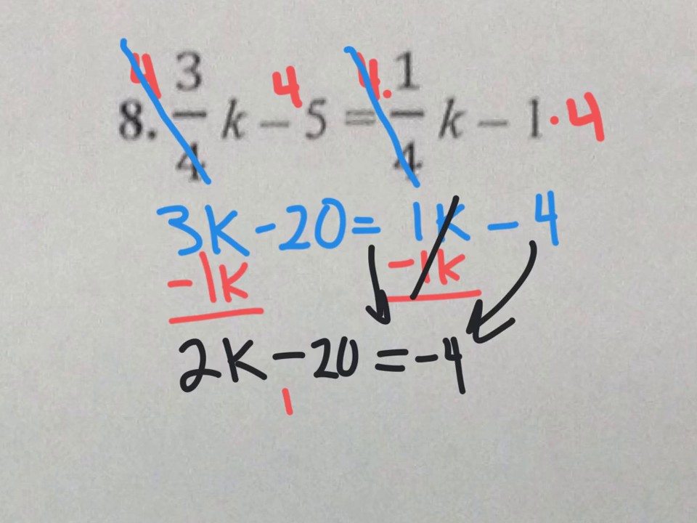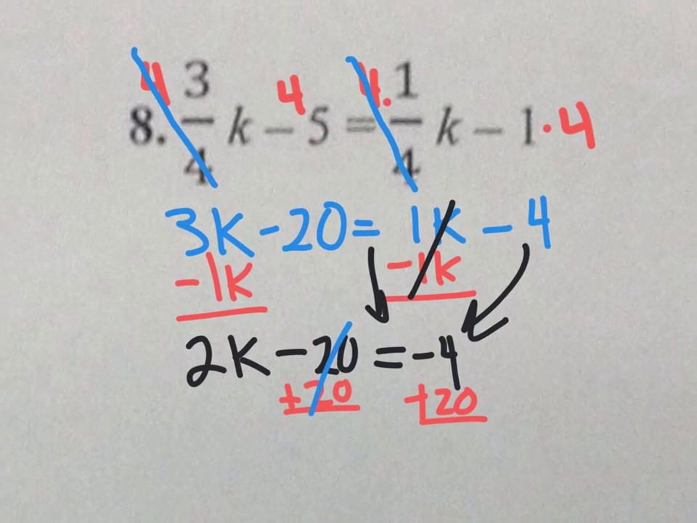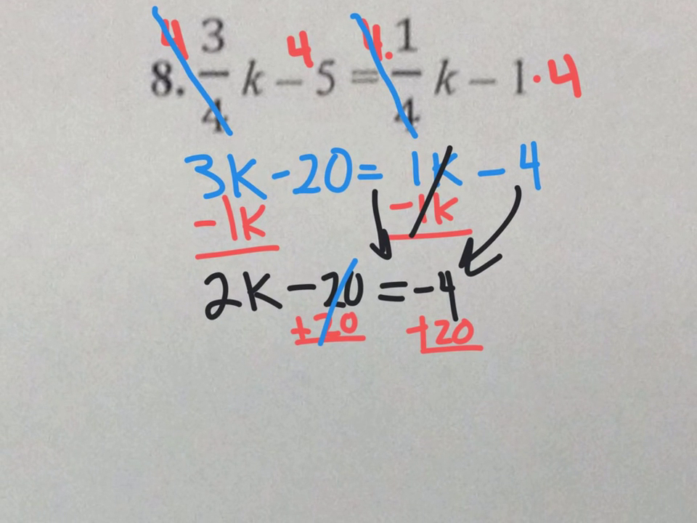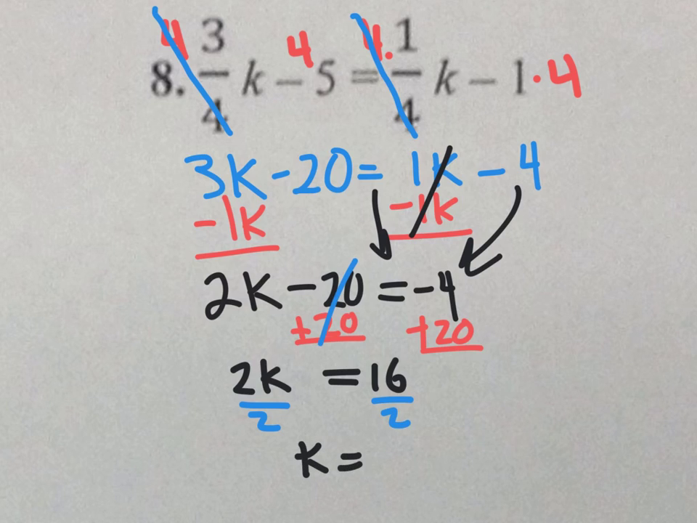Next, I'm going to add 20 and add 20 to get the 2k by itself. I want the k by itself. So if I add 20 to both sides, that'll cancel on the left. Let me zoom out a little to have more space. I'm going to have 2k left over, the equal sign, and 16, because negative 4 plus 20 is 16. For my final step, I'm simply going to divide by 2 and divide by 2, which means that k equals 8. And that's your answer.